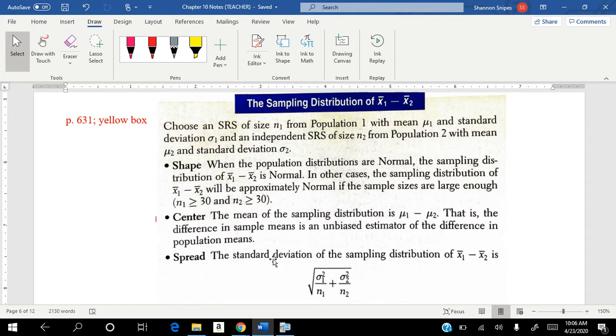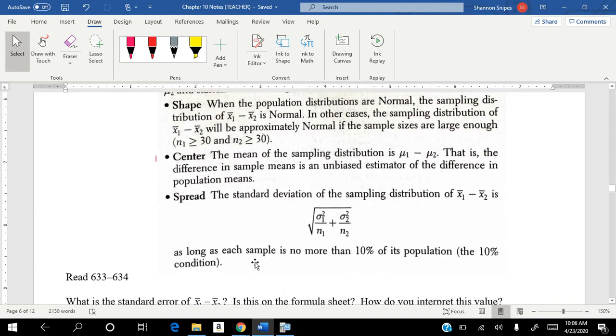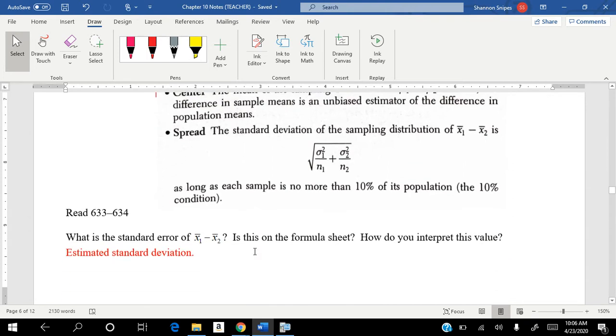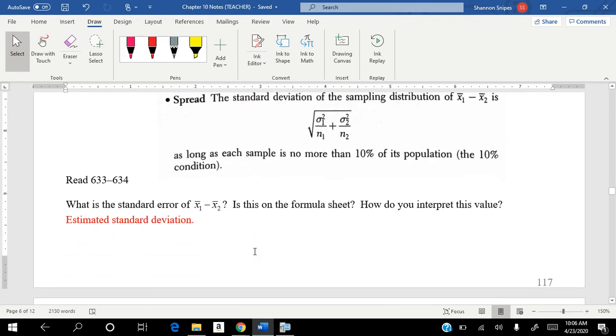All right, so the center is unbiased, so it's going to be mu1 minus mu2. And the spread is going to be sigma squared of the first, remember that's your variance, of the first sample divided by the sample size plus the variance of the second sample divided by the sample size. Now remember, you can only use this formula if the 10% condition has been met. And just like with proportions, the standard error of x bar 1 minus x bar 2 is an estimated standard deviation using the sample statistics instead of the parameters.